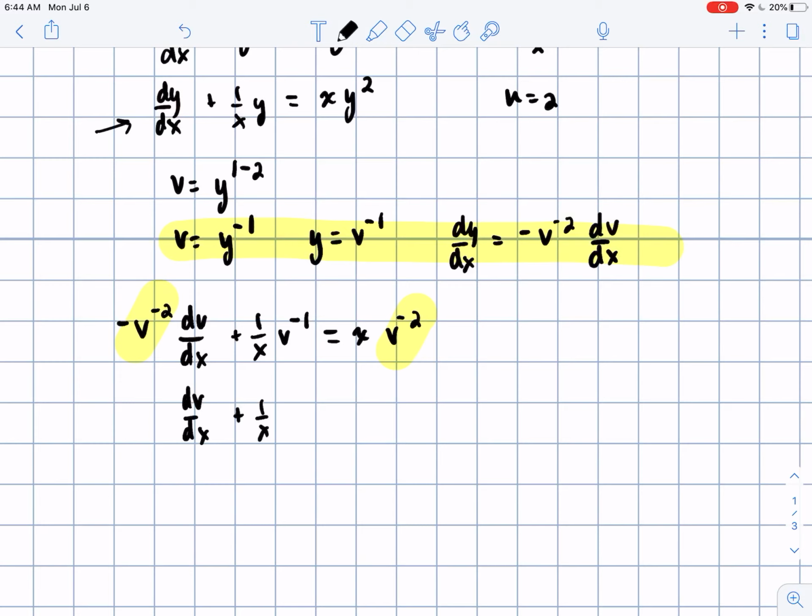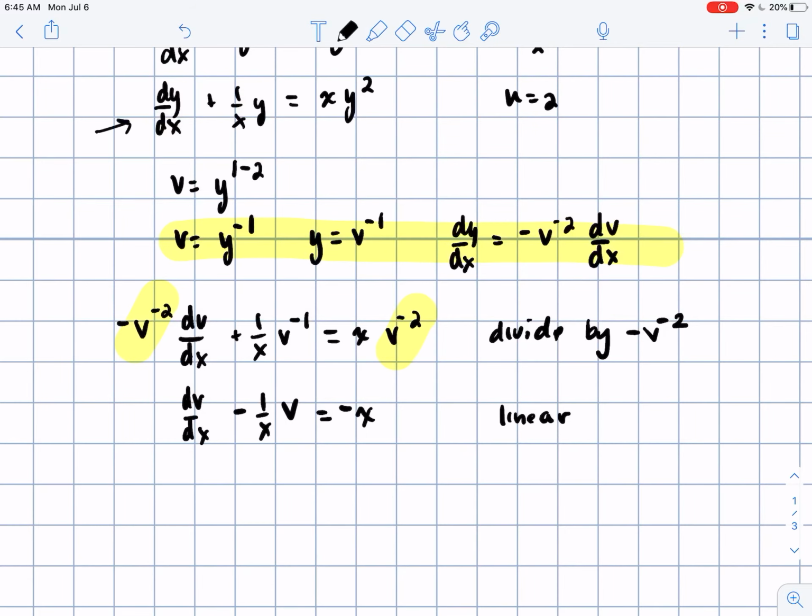This will give me plus 1 over x, and if you're dividing by the negative 2 power, you're really adding the 2 to the variable, which is going to give me, and it should be negative, my bad, negative 1 over x times v equals negative x. So all I did here was divide by negative v to the negative 2, and it gave me that. Now this is linear.